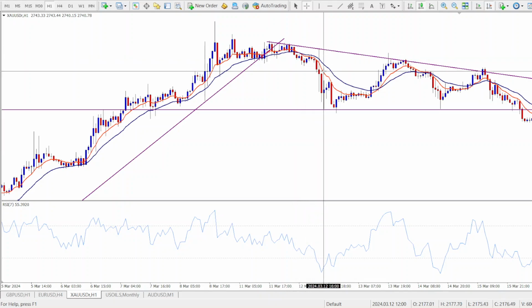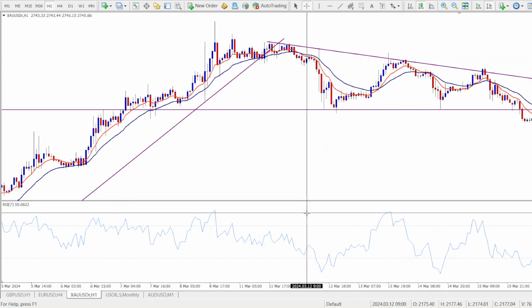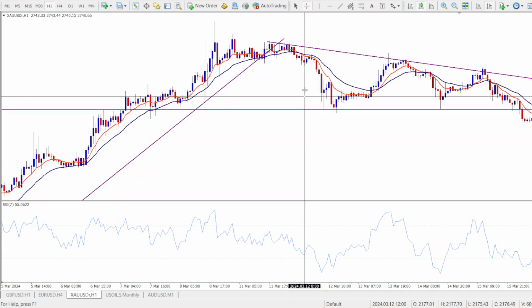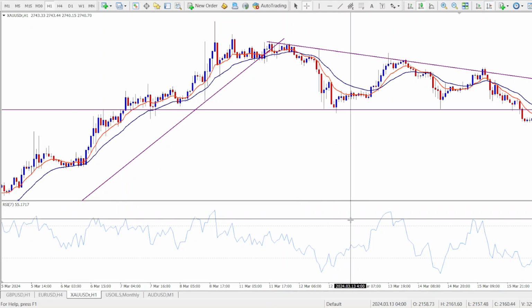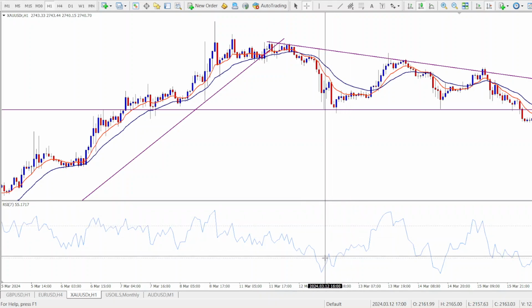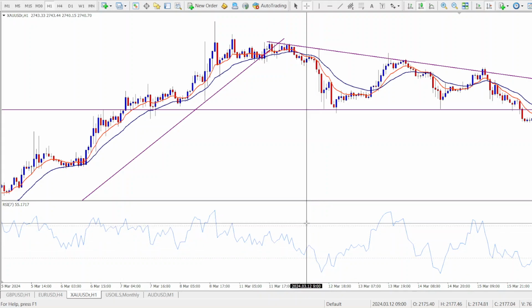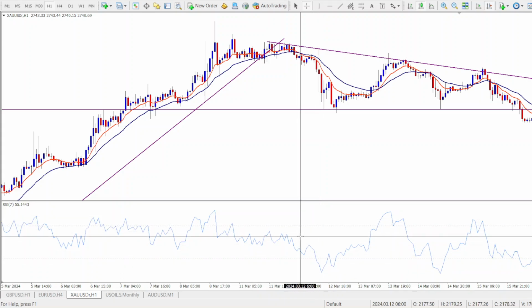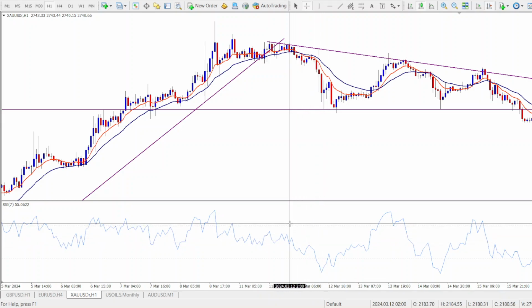Then for a sell trade, you can wait for the RSI to be pointing downwards. It could either be within the overbought zone or not in the oversold zone. At least it could be between the overbought and the oversold, but it must be pointing downwards. It must be trending downwards, like we can see here. So that would have been a bearish confirmation.